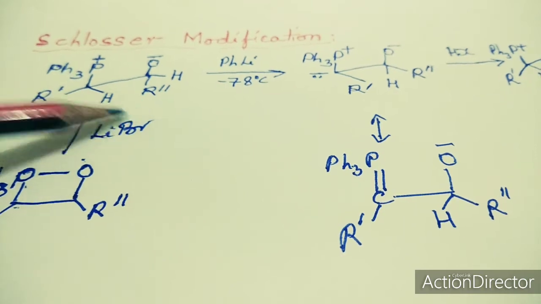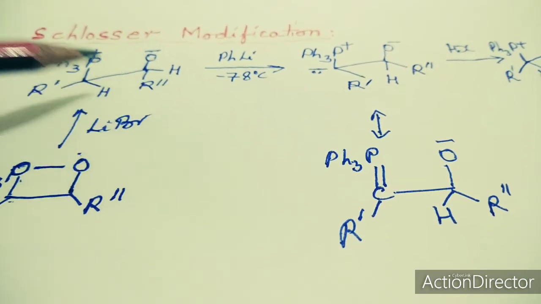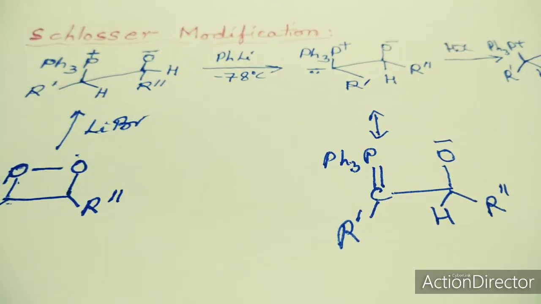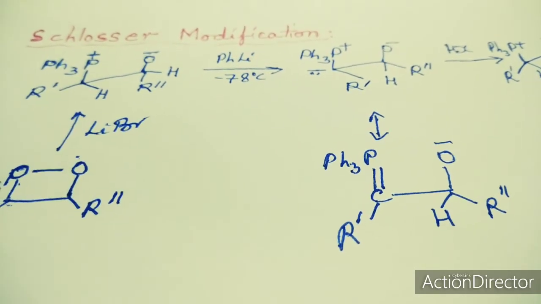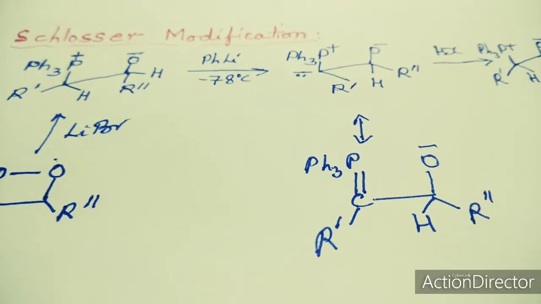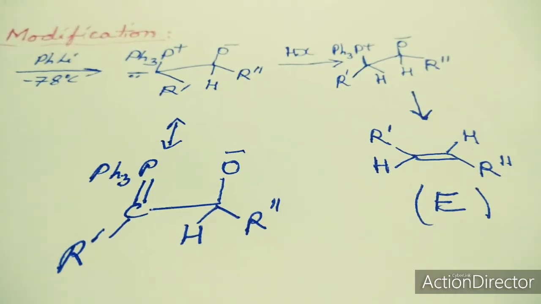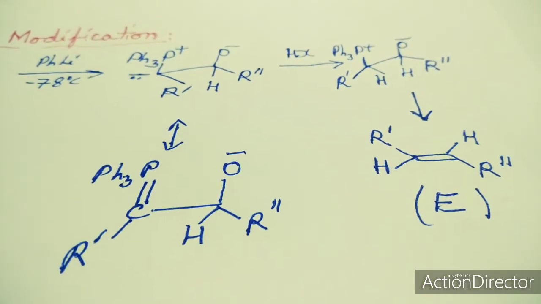Here, even if they are on the same side, H and H behind each other, R and R behind each other, what will happen in that case? Due to carbon single bond carbon rotation, what we have now is the other diastereoisomer.